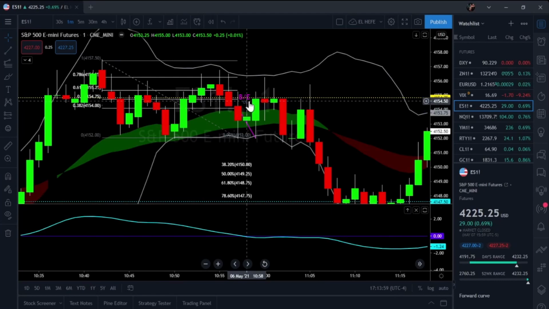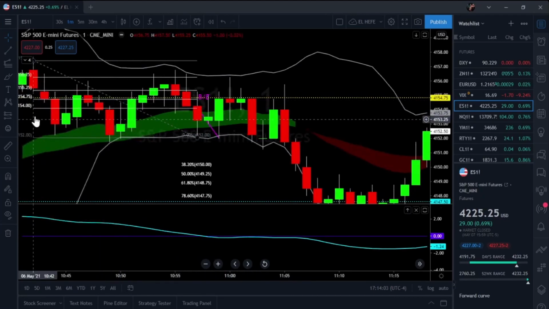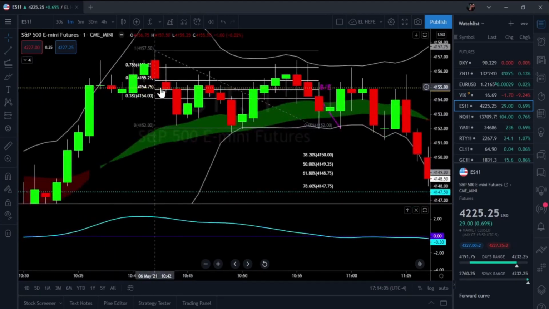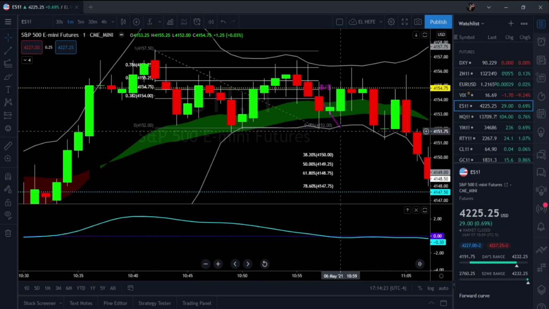Okay, and as price came on up, I would have added another one right into this 41.54.75. And that's where I would have got in. All right. And I would be looking for a break of the Bollinger Band, obviously, in terms of exit.